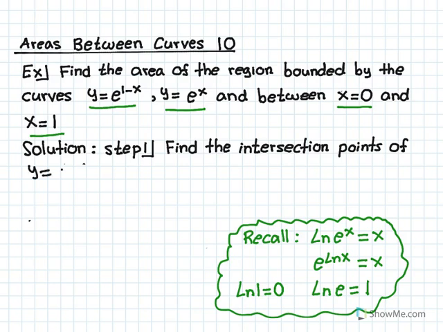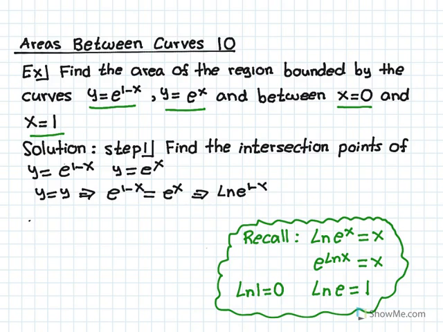y equals e to the 1 minus x, and y equals e to the x. We do that by letting y equals y. So we get e to the 1 minus x is equal to e to the x. Now let's take the log of both sides, and what we get is log of e to the 1 minus x is equal to log of e to the x. Now log and e cancel out because that's the rule here: log of e to the x is equal to x, and e to the log x is equal to x.